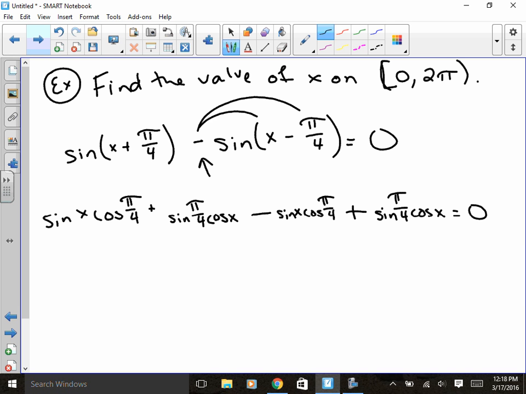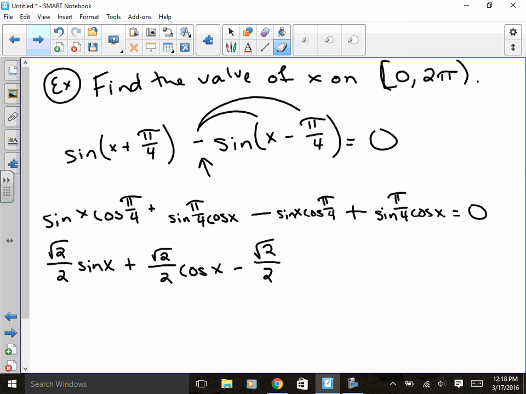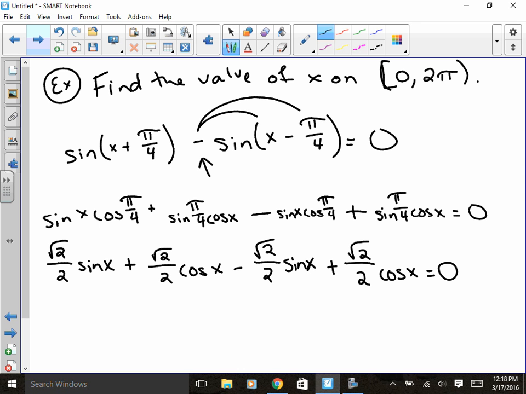So now I'm going to go ahead and reduce all of those that actually have a radian value that I can. So with this first one, I get square root 2 over 2 sine of x plus square root 2 over 2 cosine x minus square root 2 over 2 sine of x. Sorry, too many cosines and sines. And then we got plus square root 2 over 2 cosine x, and that all still equals 0.